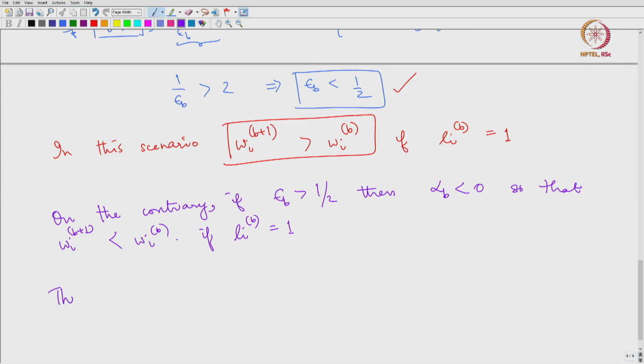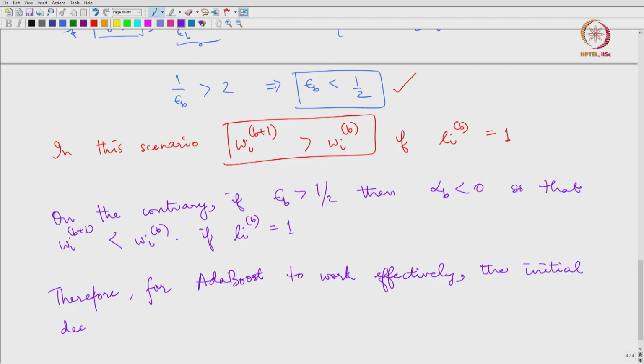So, therefore, for AdaBoost to work effectively, we already need to have a classifier that is better than random guessing. So, the initial decision tree must be better than a random guess.